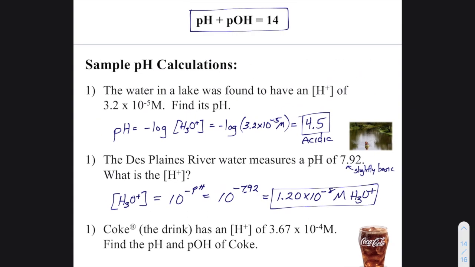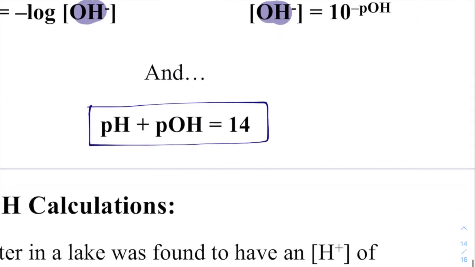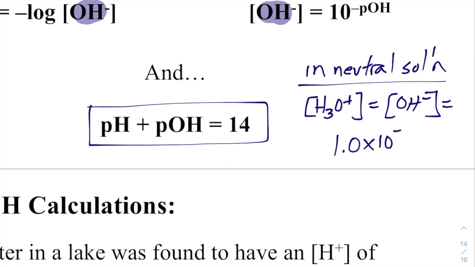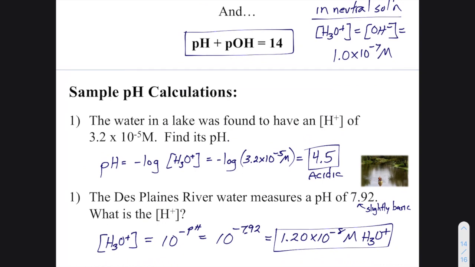Now, if you notice that this is a pretty small number, it's worth pointing out that in a neutral solution, the H3O plus equals the OH minus, which equals 1.0 times 10 to the negative seventh molar. So all neutral solutions will have a hydronium concentration of 1 times 10 to the negative seventh and a hydroxide concentration of 1 times 10 to the negative seventh.